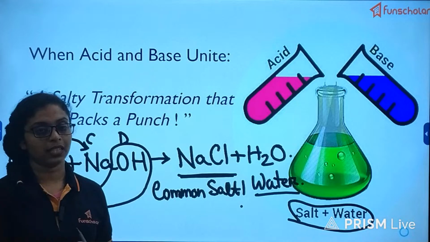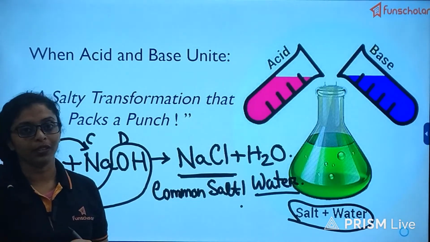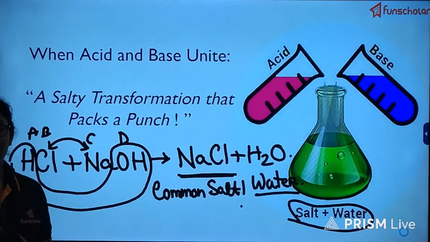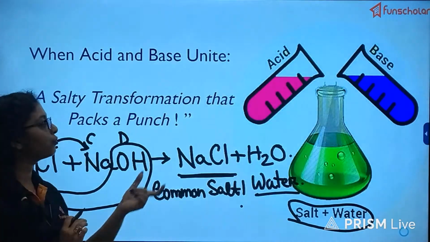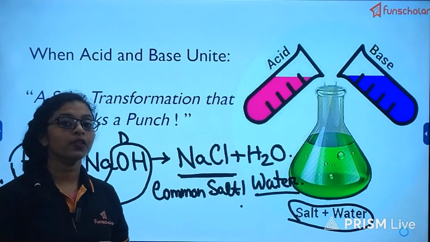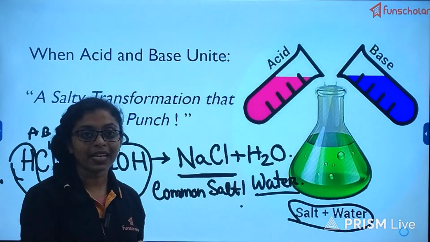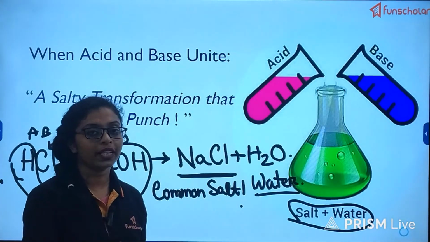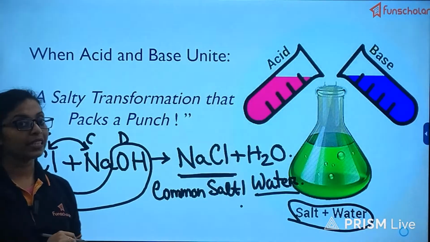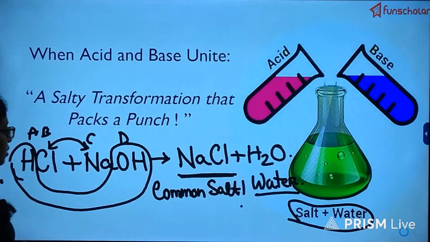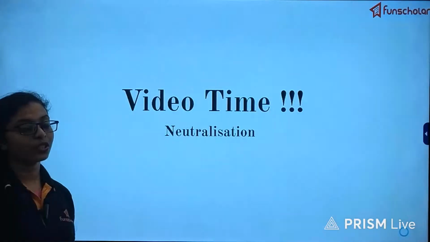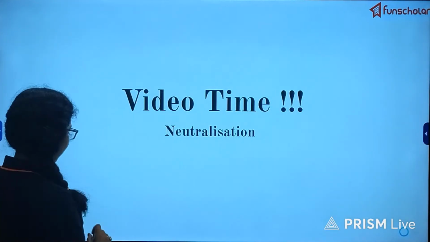So basically, when acid reacts with any type of base, it will always create salt and water. You can say it is a 101 rule in chemistry that whenever acid reacts with a particular base, it will create one type of salt and water. Sometimes it will evolve a gas as well, but sometimes it might not, but it will always create salt and water. And this particular reaction is called a neutralization reaction. Okay, so let's learn about neutralization by watching a video.